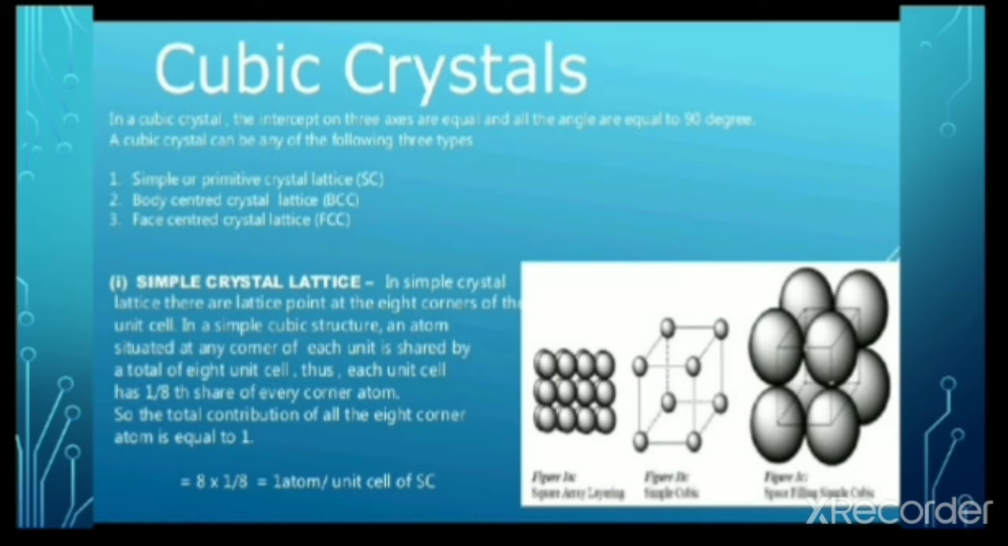Simple cube is also called the primitive cubic unit cell. It has atoms only at the corners.